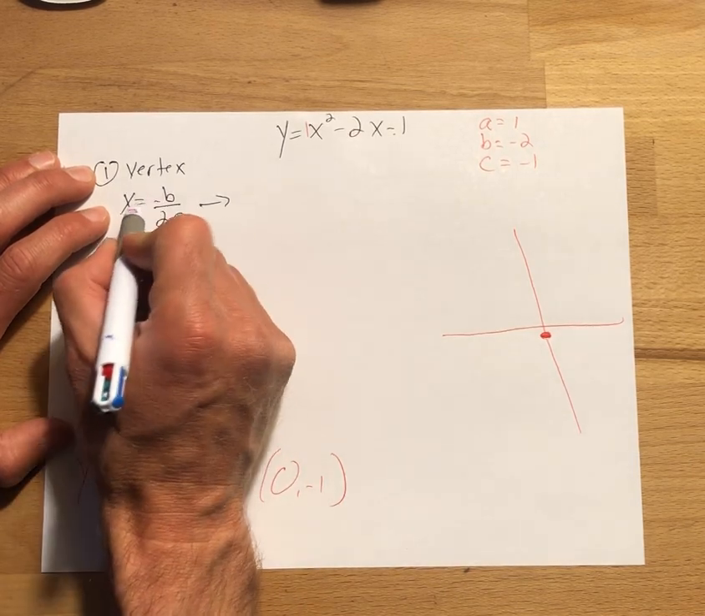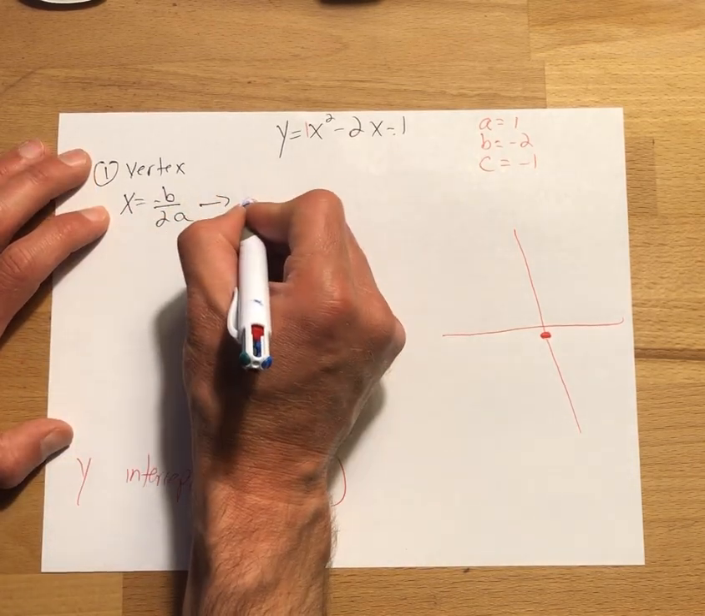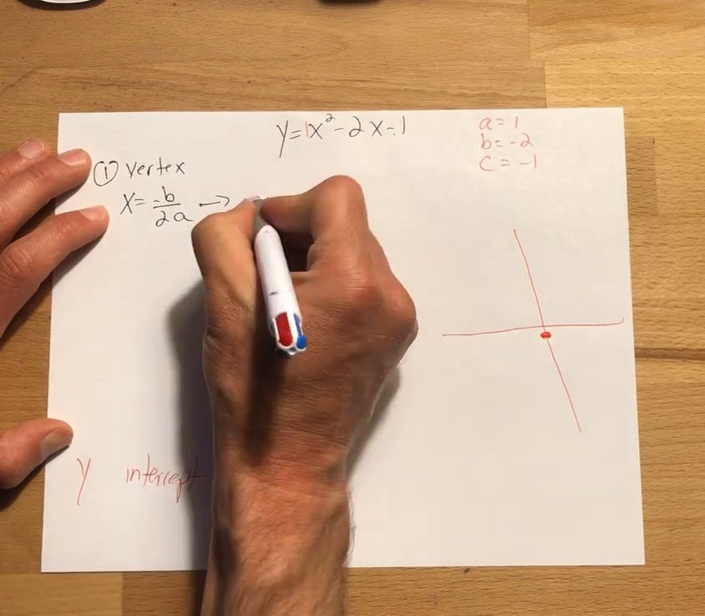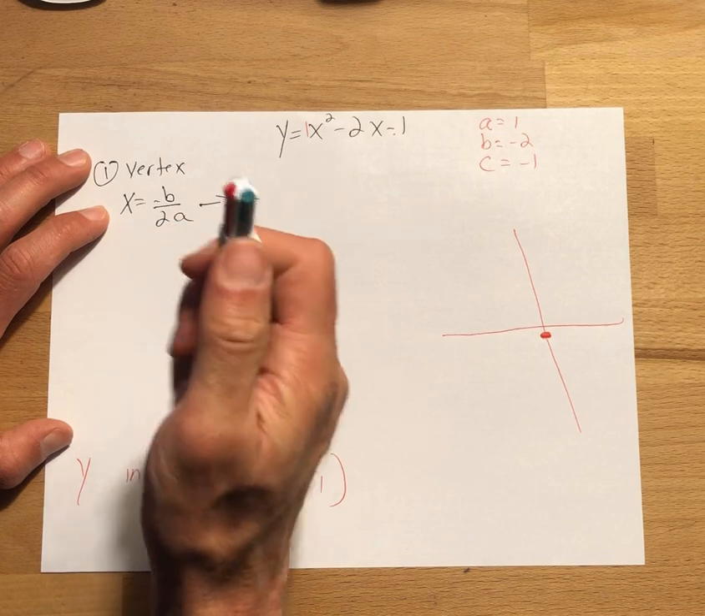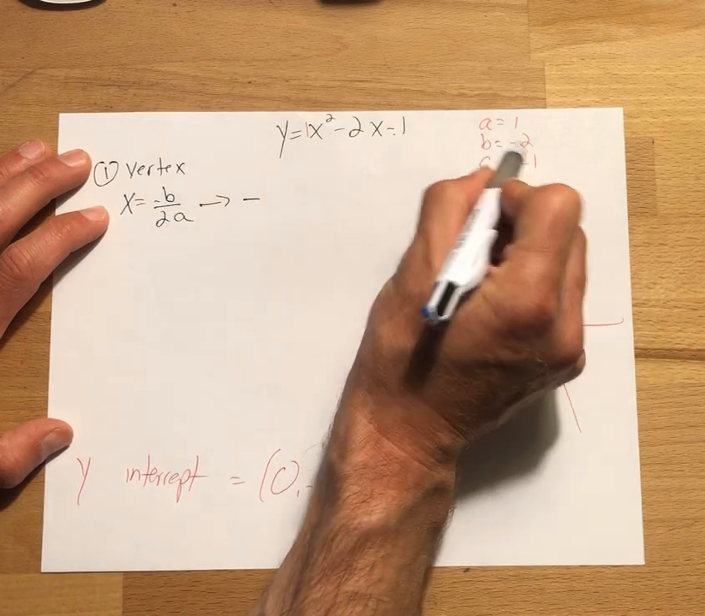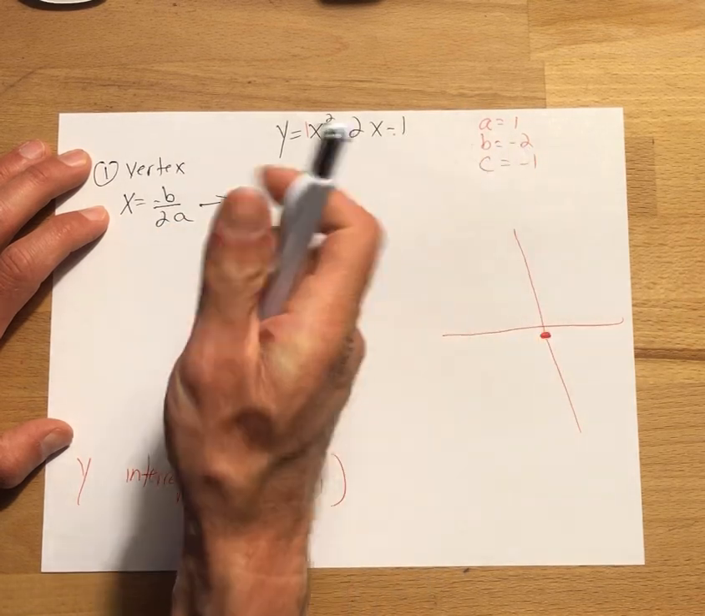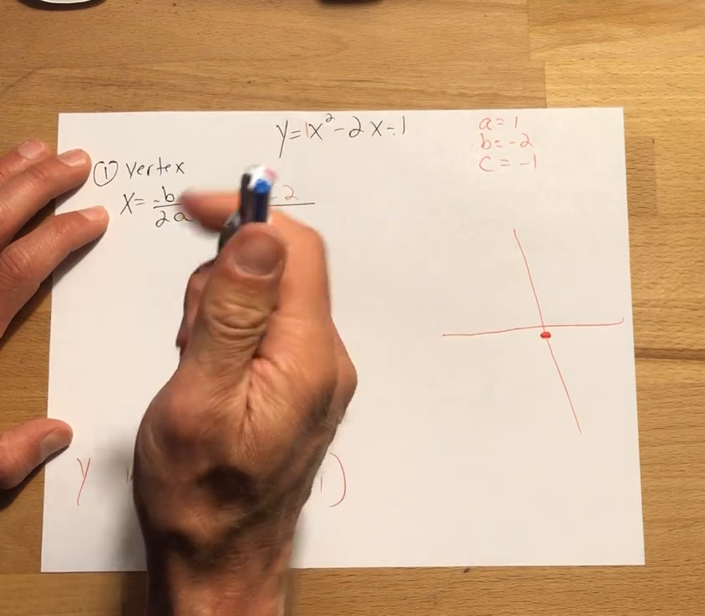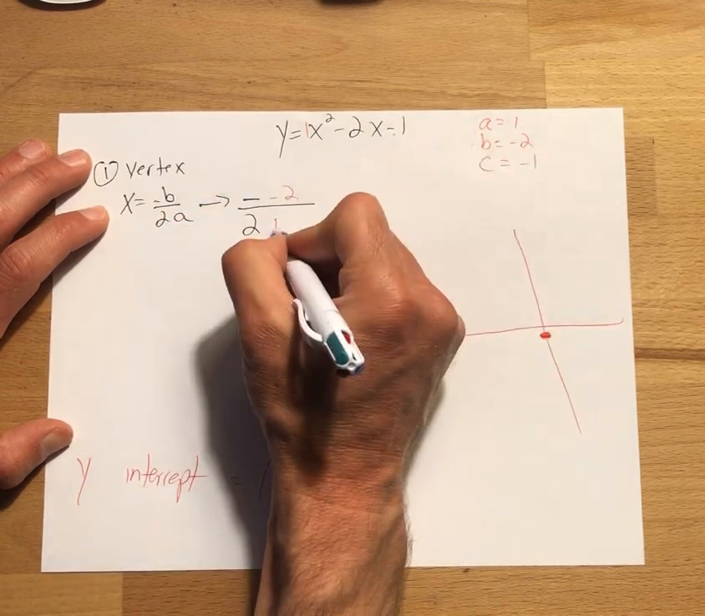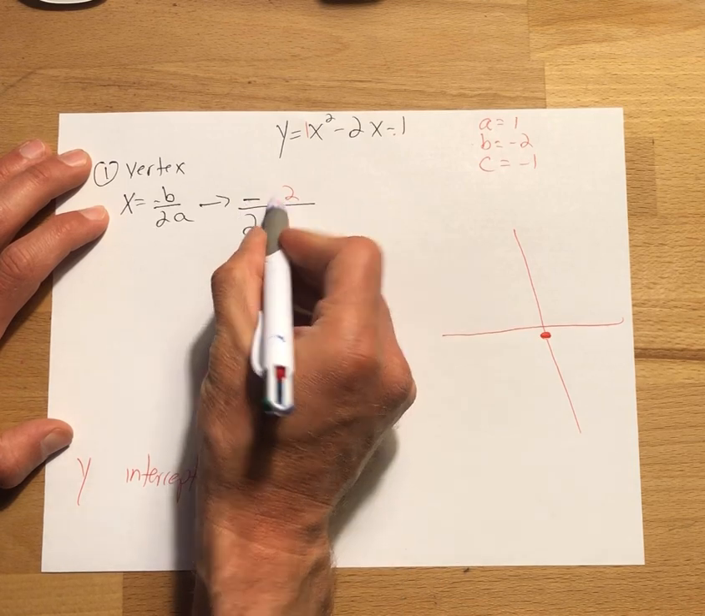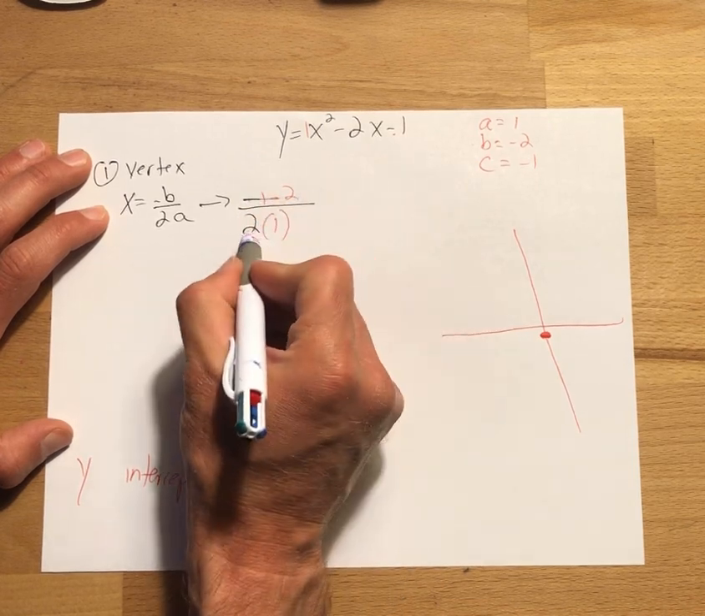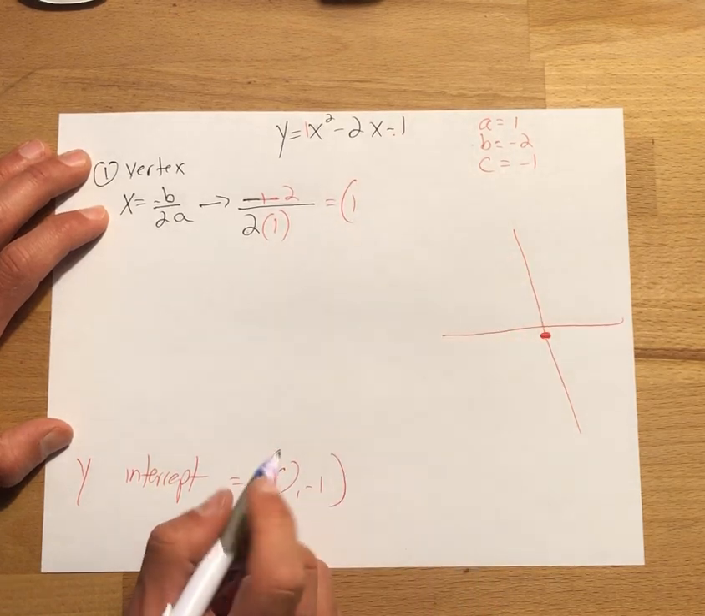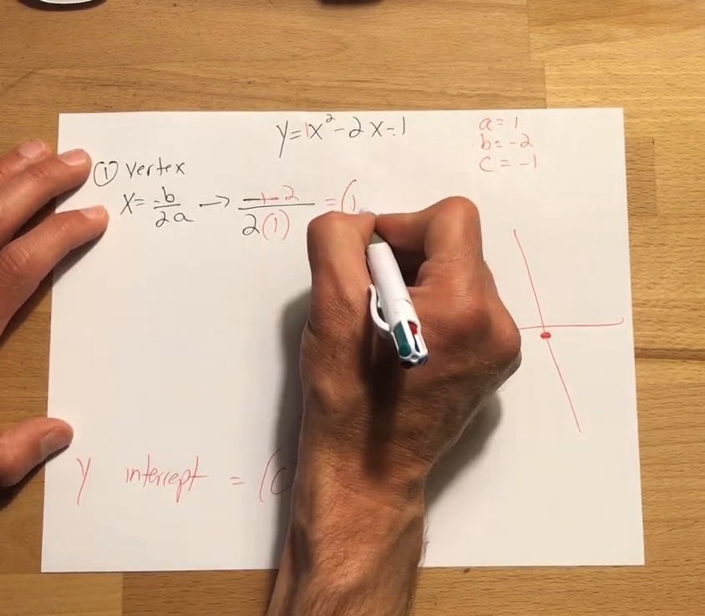All right, let's plug this in to figure out my x number. X equals negative, I should probably just do this in a different color. Negative, now I'm going to plot my b. My b is negative 2 over 2 times my a is 1. Negative 2 becomes a positive 2 over 2, which equals 1. So my vertex is 1 for my x.